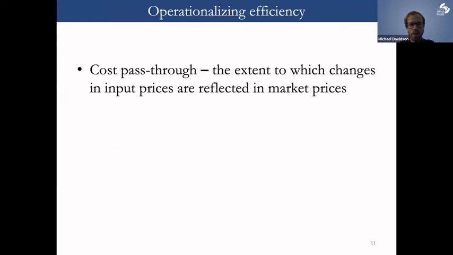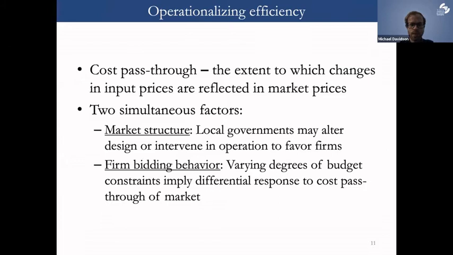Now, if we want to operationalize efficiency, we're going to be using one specific metric, which is cost pass-through. And this is the extent to which changes in input prices, in particular coal, are reflected in resultant market prices. And thus we have two simultaneous factors here. One, we have the market structure. So local governments, as the driver's seats of these market design process, may alter the design or intervene to favor specific firms. And then we also have different firm bidding behavior, which relates to the fact that state-owned enterprises may have these soft budget constraints and respond differently to changes in price inputs compared to private firms.